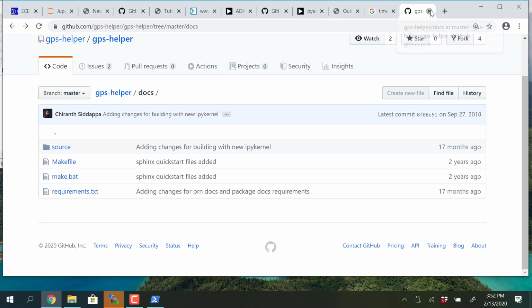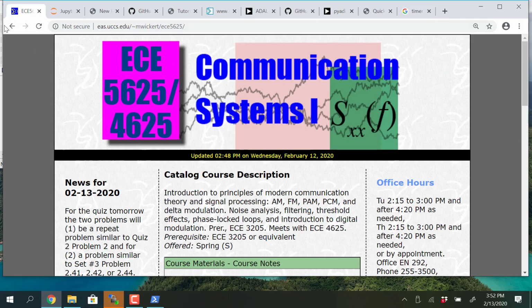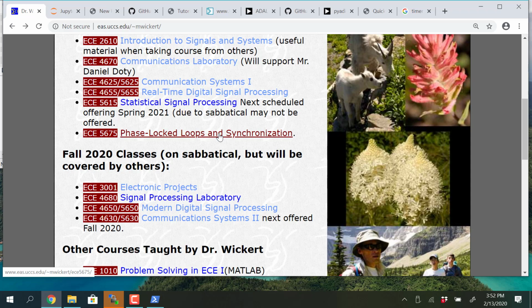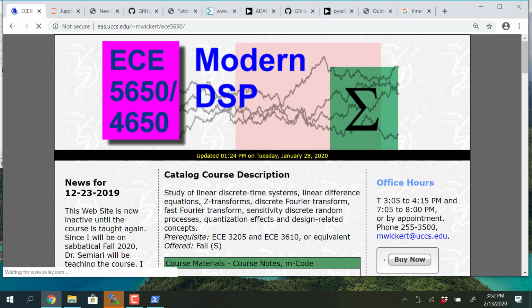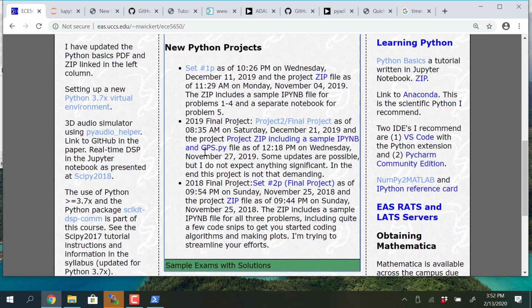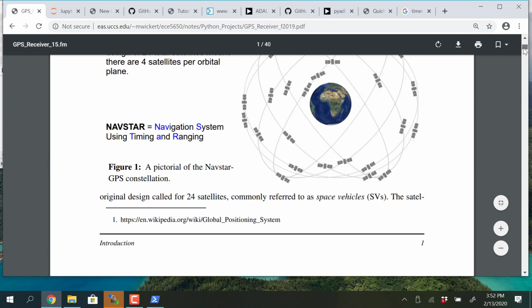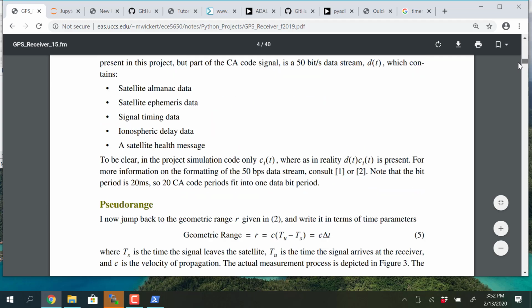To actually see the autocorrelation ideas, you'd have to go over to what I did last semester in Modern DSP, and that would be Project 2. Which was this topic, GPS acquisition and tracking. So this was on the course level of how everything works.